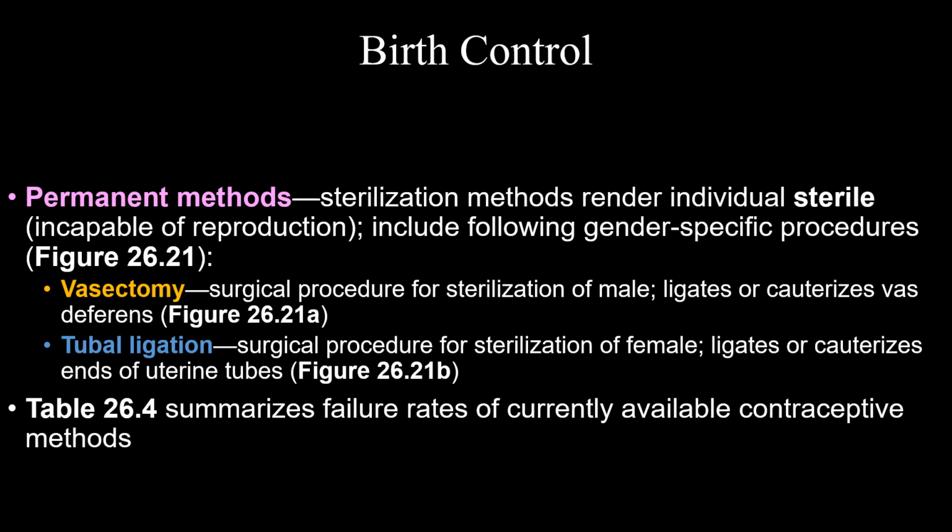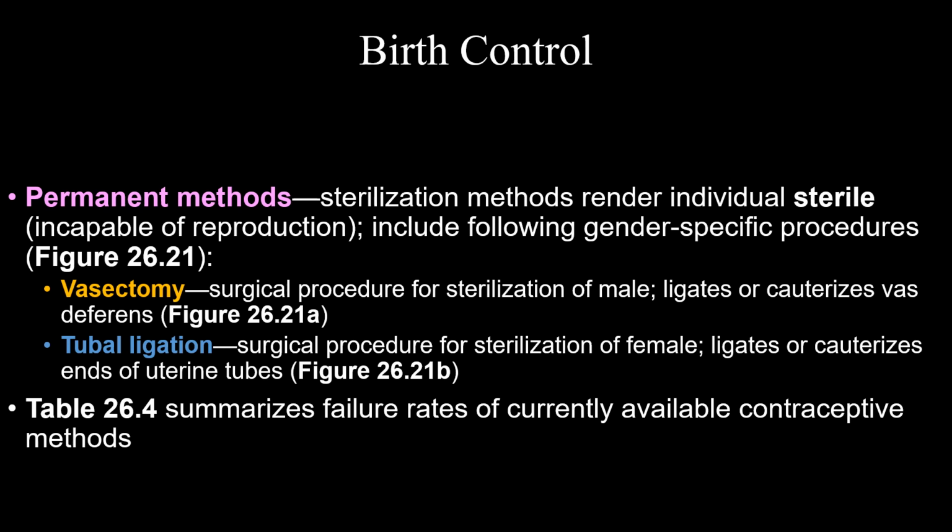Now, there are permanent methods. Everything we've talked about so far has been temporary, but there are permanent methods, and they're often referred to as sterilization because they render the individual sterile or incapable of reproduction. And most of these techniques require a surgical procedure, although they can sometimes be reversed with an additional surgery, and the second surgery can be successful less than about half the time. Therefore, permanent methods are best for people who do not wish to have children at any point in the future.